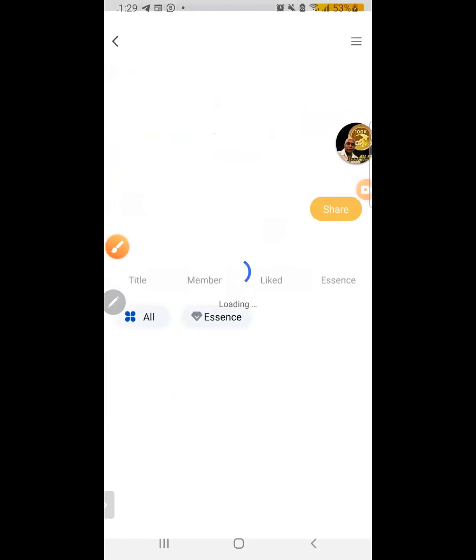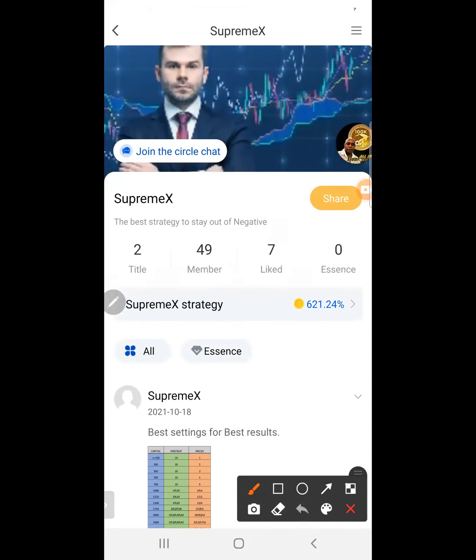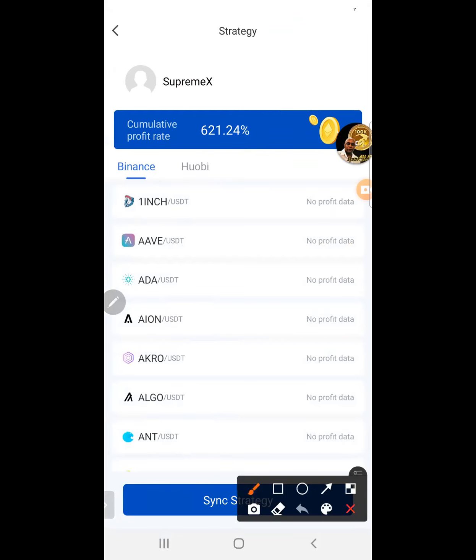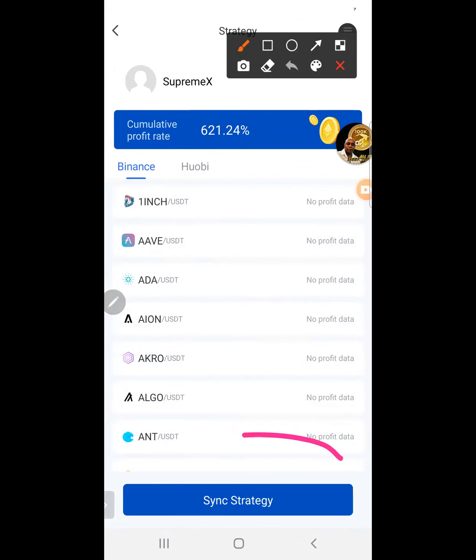Tap it, and then it will bring this page out. Click on this guy here, right? And then it will bring you here. You use Binance, right? It will bring Binance automatically, and then click on this guy here, sync strategy.